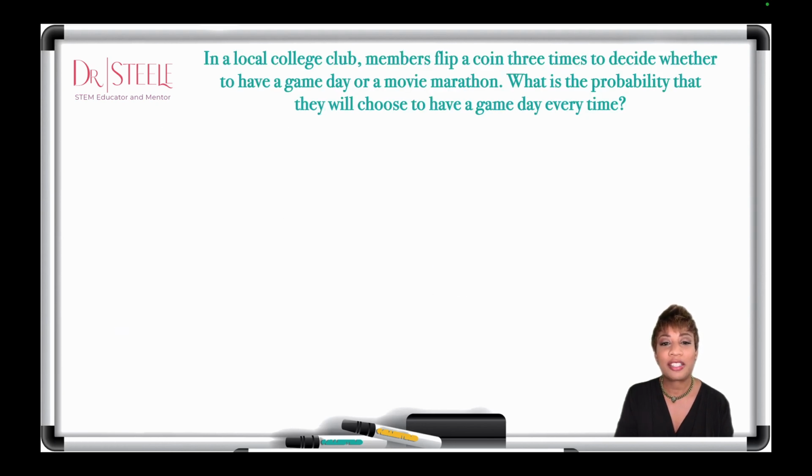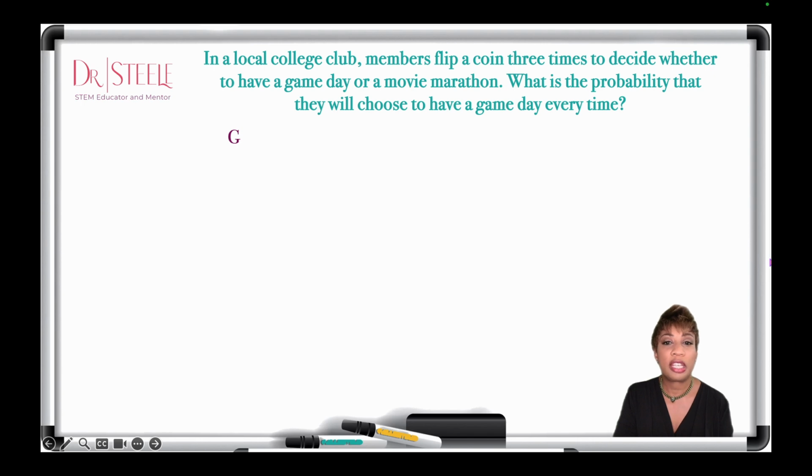In a local college club, members flip a coin 3 times to decide whether to have a game day or a movie marathon. What is the probability that they will choose to have a game day every time? All right, so notice that we have 2 options, right? Game day or movie, and we want to see it how many times, right? So we want to see it happen 3 times. So you have 2 of something, multiple times, do a tree.